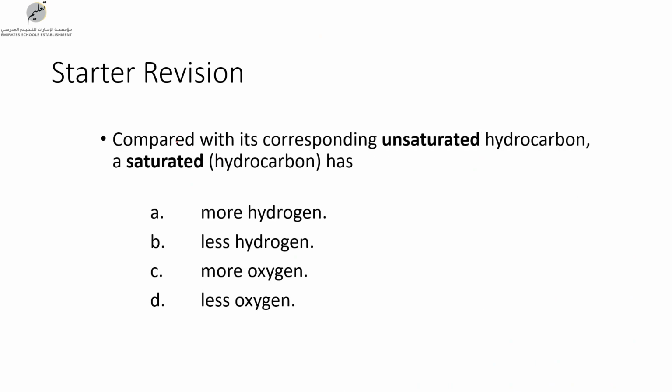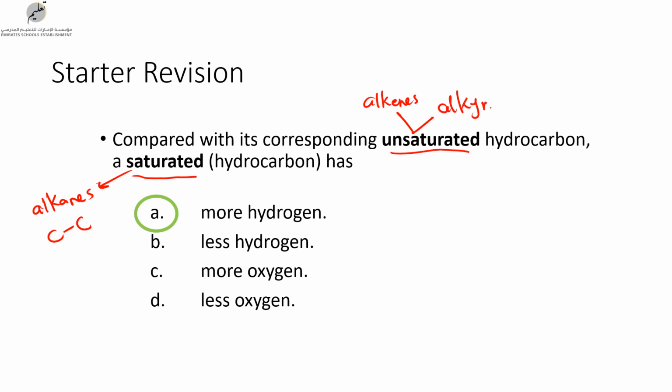So let's start with a quick revision. Compared with its corresponding unsaturated hydrocarbons, a saturated hydrocarbon has more hydrogen atoms. Okay, and saturated hydrocarbons are alkanes, with single bonds. Unsaturated can be alkenes or alkynes, so they have less hydrogen. Saturated, mushabba, means they have more hydrogen. Okay, we saw this in section 1.